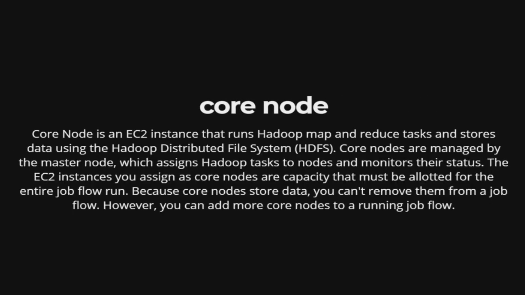Core Node. Core Node is an EC2 instance that runs Hadoop map and reduce tasks and stores data using the Hadoop Distributed File System, HDFS. Core nodes are managed by the master node, which assigns Hadoop tasks to nodes and monitors their status. The EC2 instances you assign as core nodes are capacity that must be allotted for the entire job flow run. Because core nodes store data, you can't remove them from a job flow. However, you can add more core nodes to a running job flow.